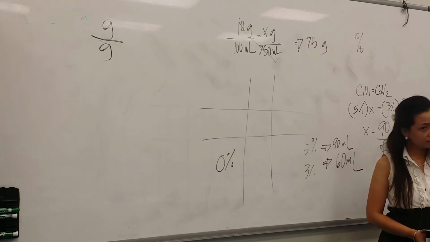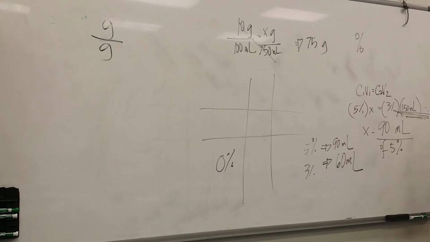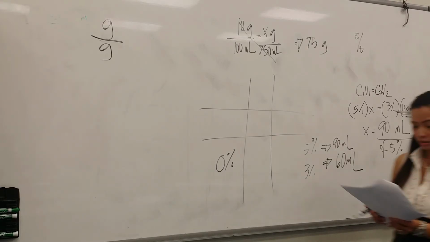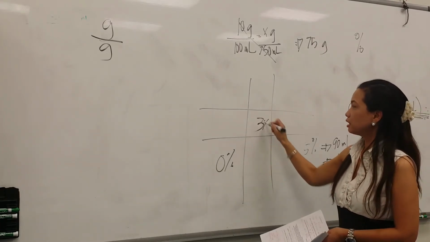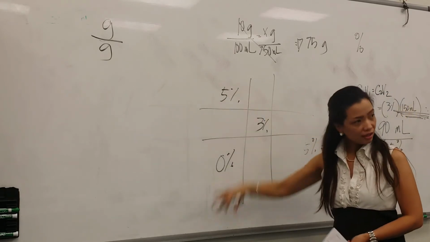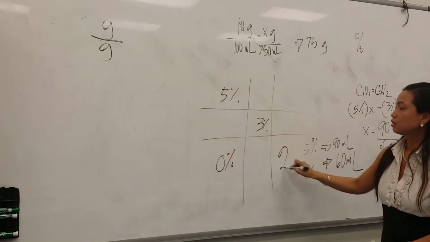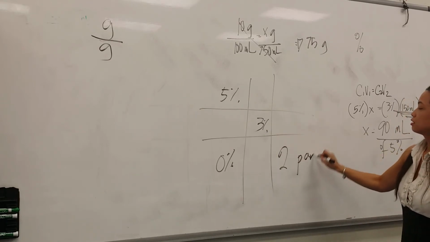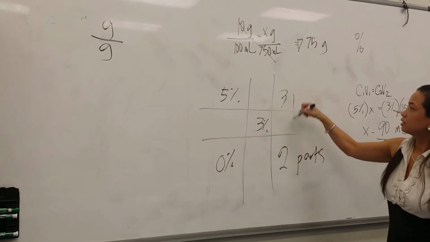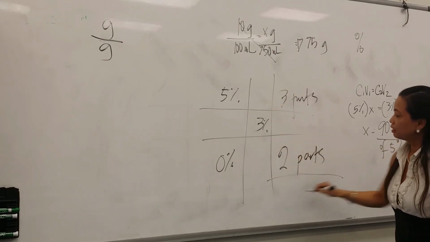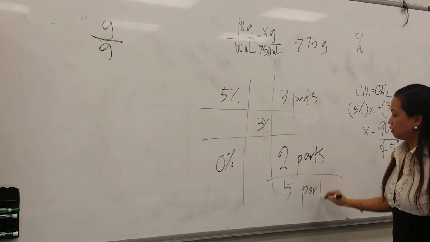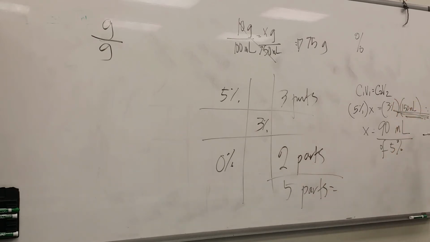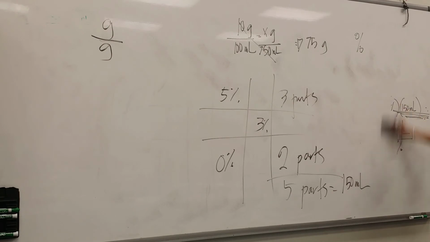Is that clear? Yes. So still I want to try the ratio and proportion. Let's do it. What do you need? The 3 goes in the middle, right? You're given the 5. You have to add 0. 5 minus 3 is 2. I'll write the parts right away. 3 minus 0 is 3. And then I got a total of 5 parts. Where do I put the 150? Right here. Okay? What do I do next?